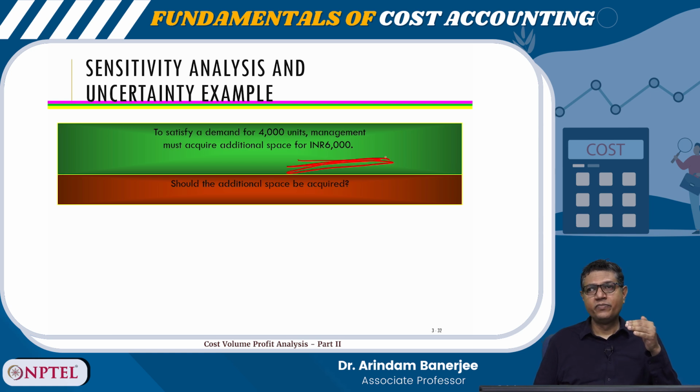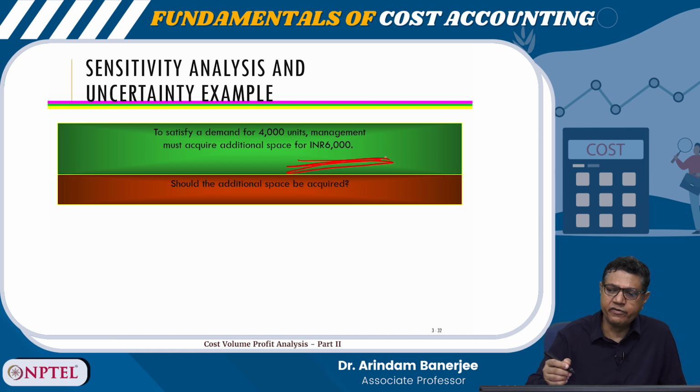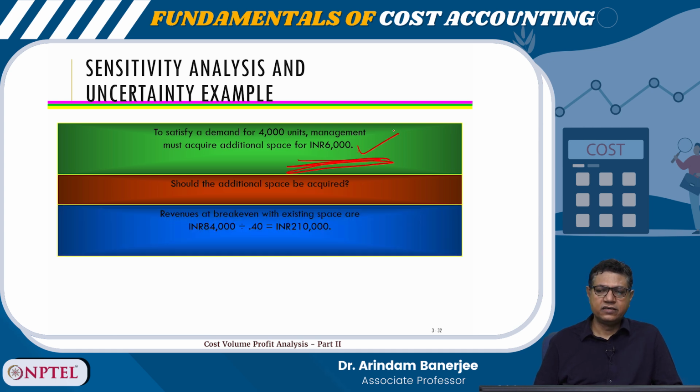Now, the question is, third, when the demand will increase, if they go for ad or some other props, if the demand increases, does the company have the adequate production capacity? Now, it is saying that additional space is required. This additional space has additional cost. So, should the company go for additional space?